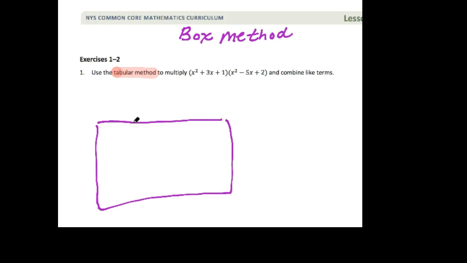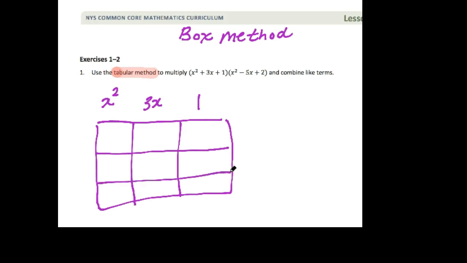I need spaces for x squared, a space for 3x, and 1. So when I go this way, I need a spot for my x squared term and a spot for my minus 5x. So I'll go ahead and do that. So here's x squared, negative 5x, and 2 down here. Now I have to multiply and find the area of each of these individual boxes.